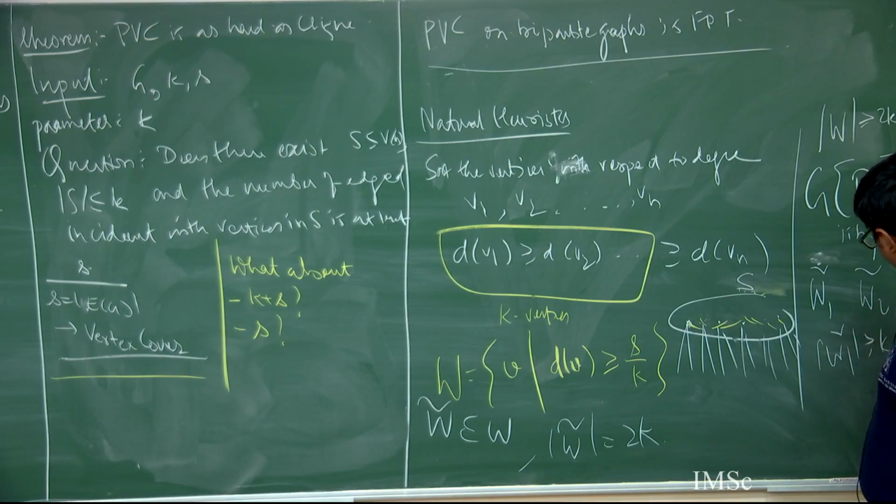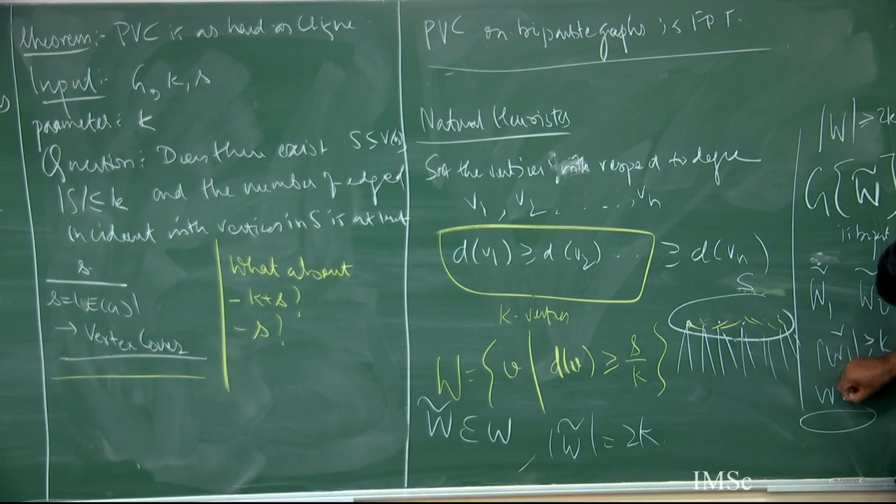Again I take any subset of W1 tilde which is of cardinality exactly equal to k. Now I know that each vertex has a degree lower bounded by s by k. So the number of edges covered by these vertices is s. And if it is not, then what do we know about W tilde?